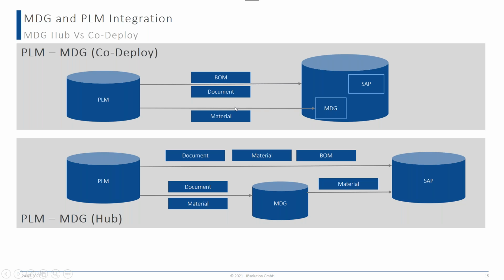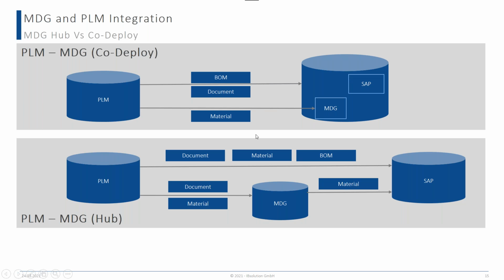Bill of material information always depends on the material information. Unless the material information is available in the system, the bill of material cannot be sent. So if we have a co-deploy, we can say the material request is available here, and we can send the bill of material because MDG is a co-deploy and it is using the same active area.